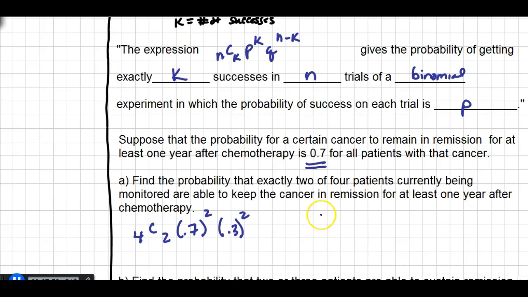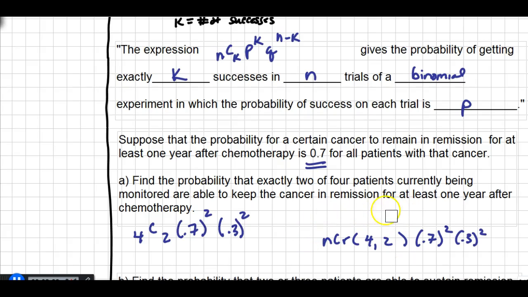On the TI Inspire, you would do menu, probability, and then you would choose combination. And it'll say nCr, and then you'll have to fill in the n and the r. So in this case, you'd fill in 4 and 2. Then you would type in 0.7 to the 2 and 0.3 to the 2. So that's one option for how to type it in, and it should give you the number, I think 0.26, I believe.